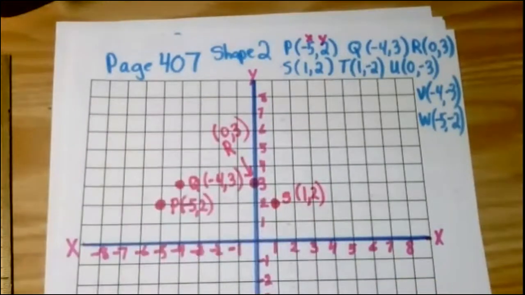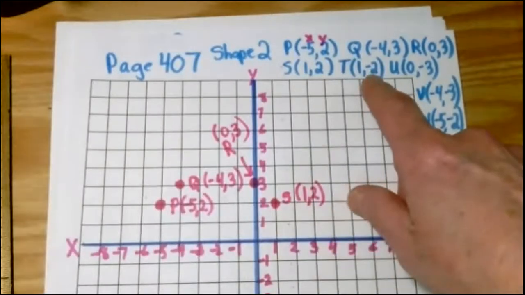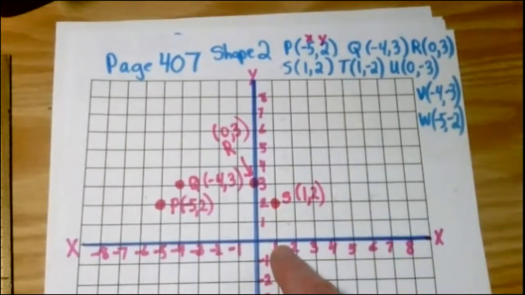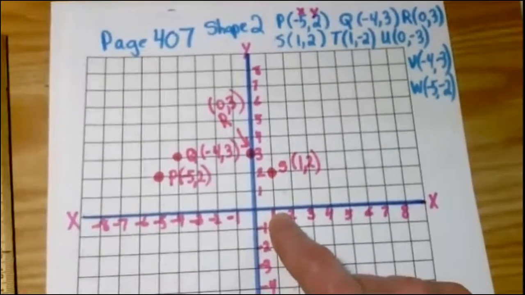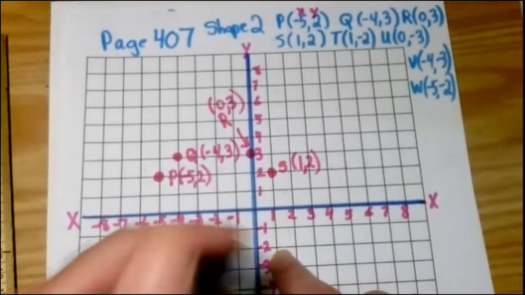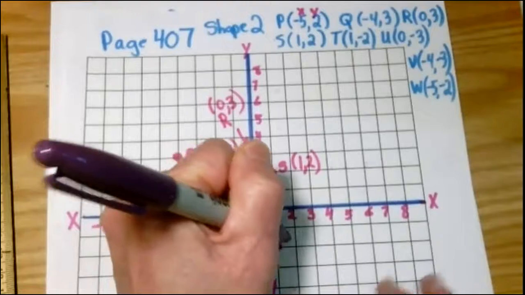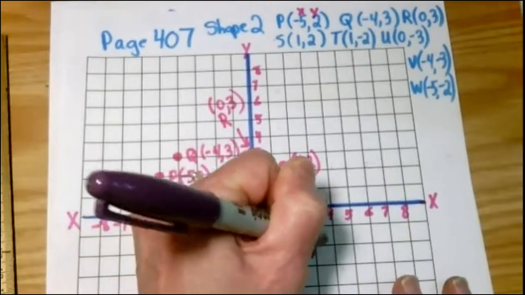Then we have point T. Now look at that. T is 1, -2. 1, so we have to go which direction? I'm going to move it down just a little bit here. Down to -2. So that is going to be T. That is 1, -2.